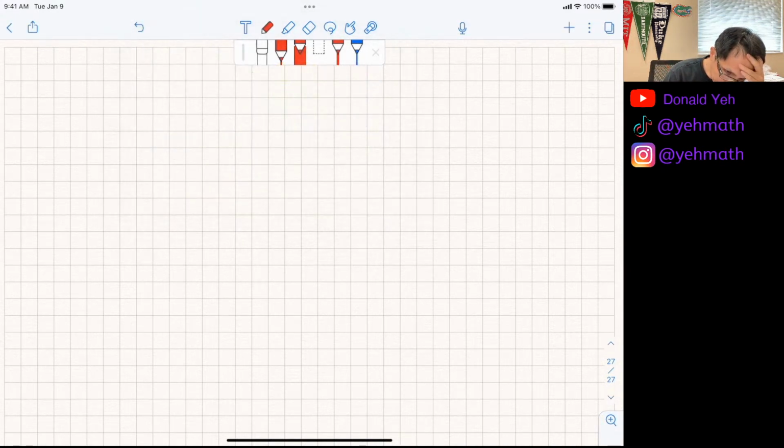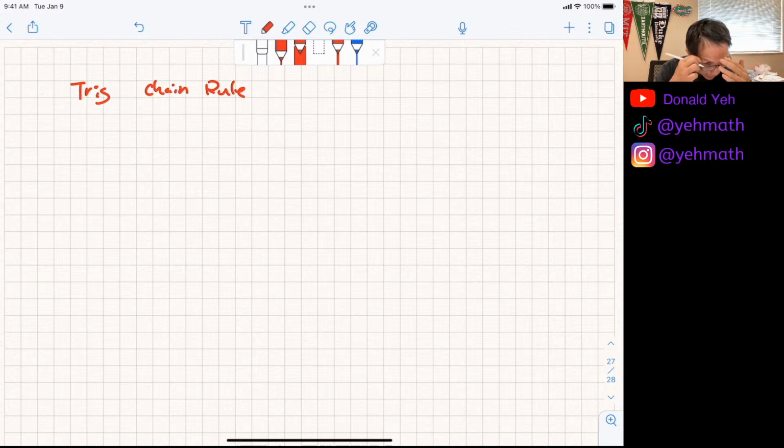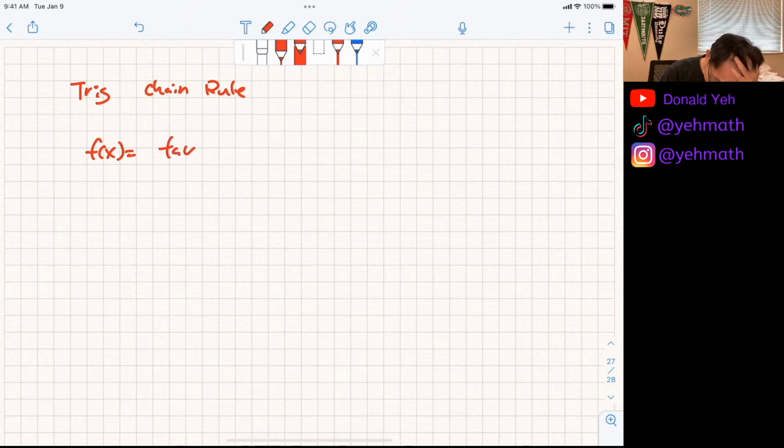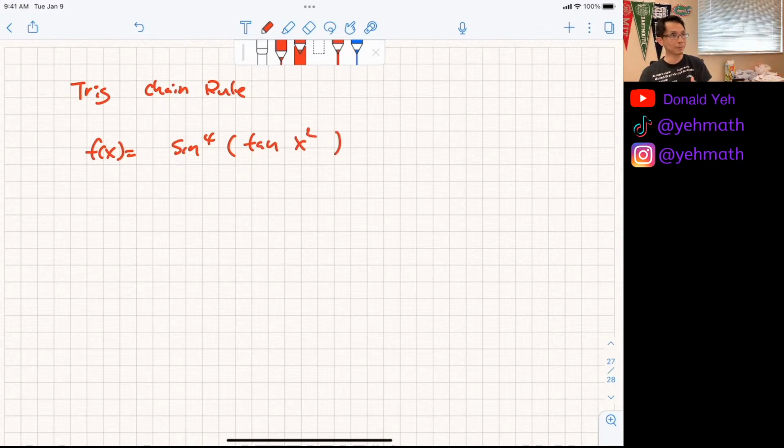So, trig chain rule. How do I take a derivative if I have f of x equal to, let's say, tangent, let's say sine of the fourth power of tangent of x squared, something like this? How do I take a derivative of something like this?